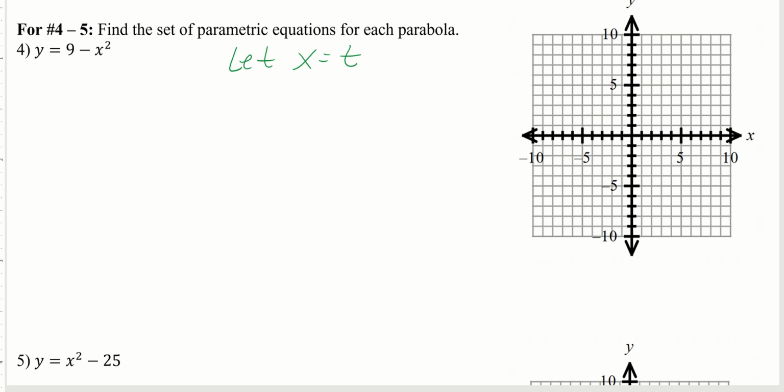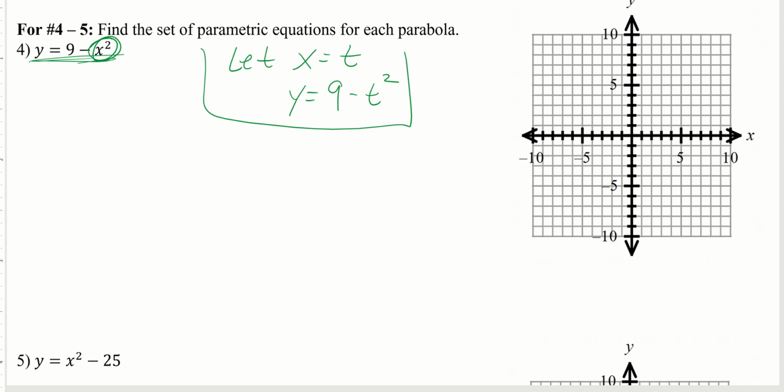Right, so I'm just going to say x is equal to t. And you can make it as hard as you want, but in my opinion, this is kind of straightforward. So you're making up your own parametric equations. Well, let's look back to here. If x is equal to t, my y value is going to be 9 minus t squared. And so these would be my 2 equations right there. Those would be my parametric equations.